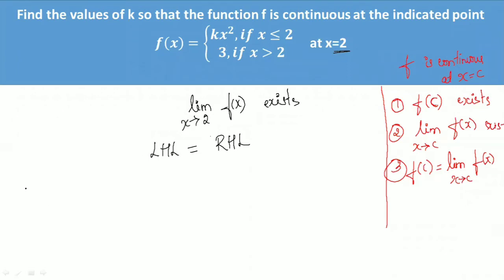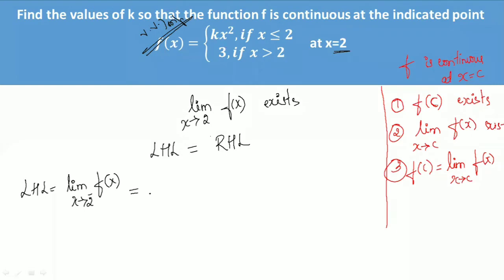Okay, so let's find LHL. LHL is nothing but the limit of f of x as x tends to 2 from the left. From the left means you're taking values less than 2. So which definition do I have to use out of the 2? The first definition I have to use.